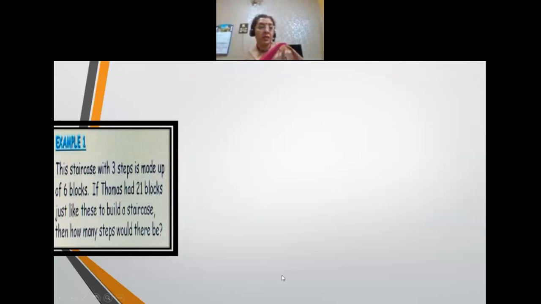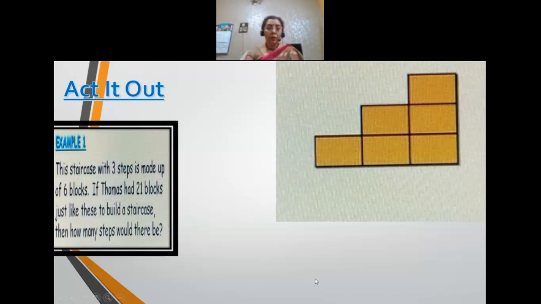Next is act it out. Next method of heuristic. Now the question is, a staircase has got 3 steps with 6 blocks. If 21 blocks are given, how many staircases are possible?